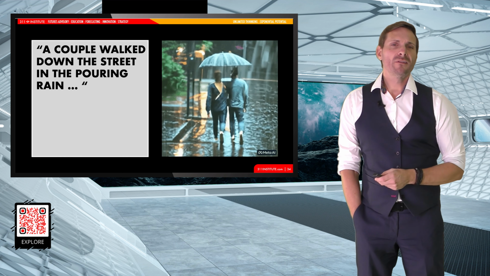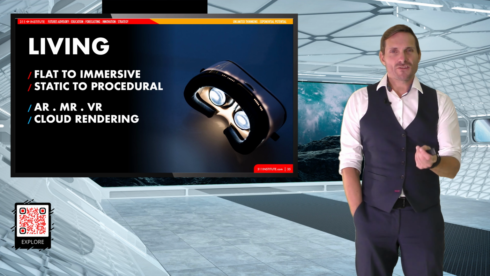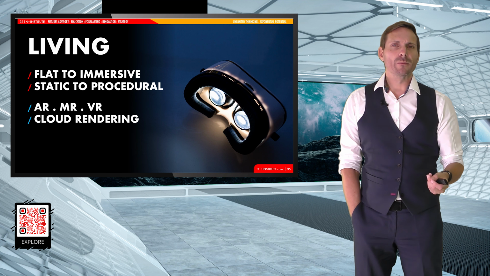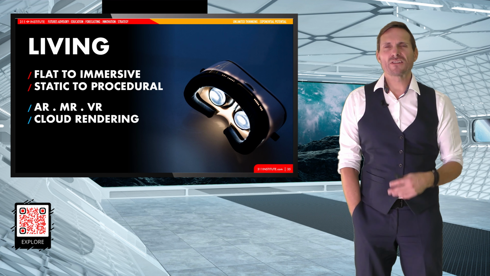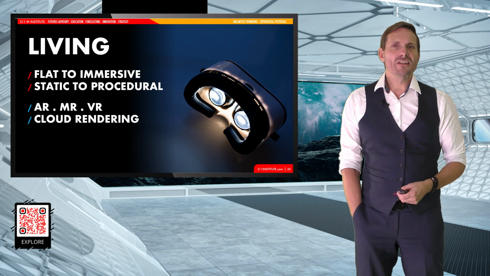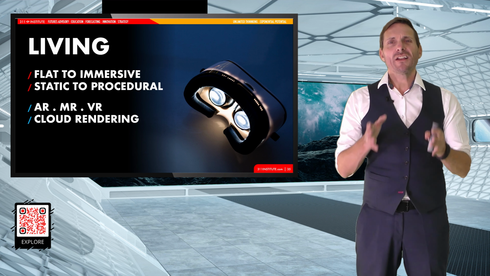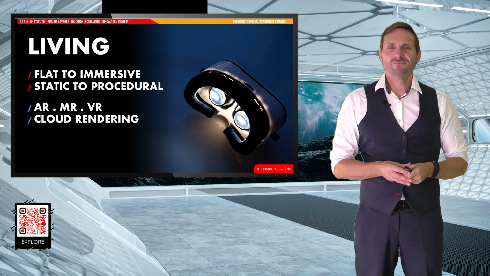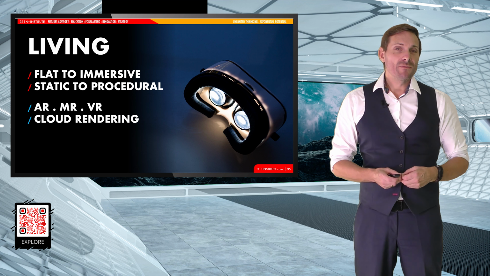Moving on, I can start turning these static, flat 2D documents into immersive documents. So for example, if it's an aircraft manual, if it's a recipe, I could say to the artificial intelligence, can you turn this recipe into a video for me? Increasingly, we can do that.